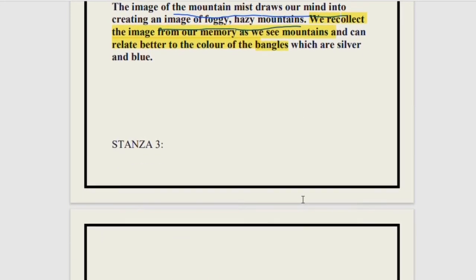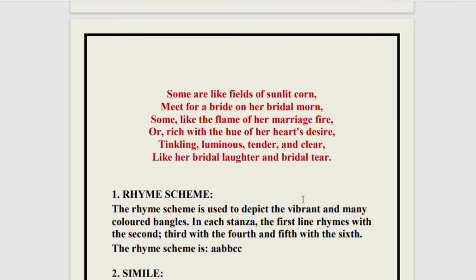Okay, next, stanza 3. In stanza 3, again, we will see the rhyme scheme. It is there everywhere. See, corn and morn. The first two lines are rhyming.